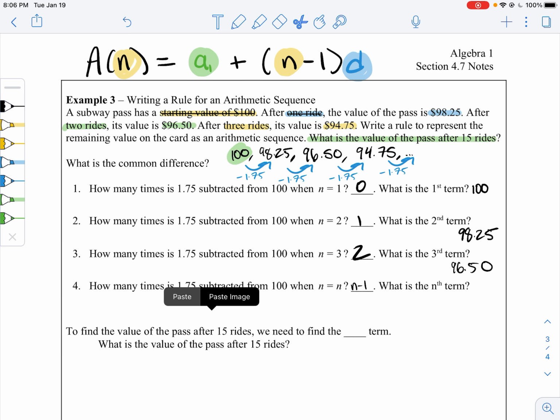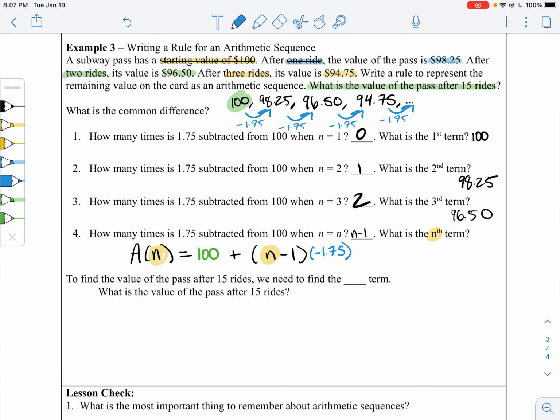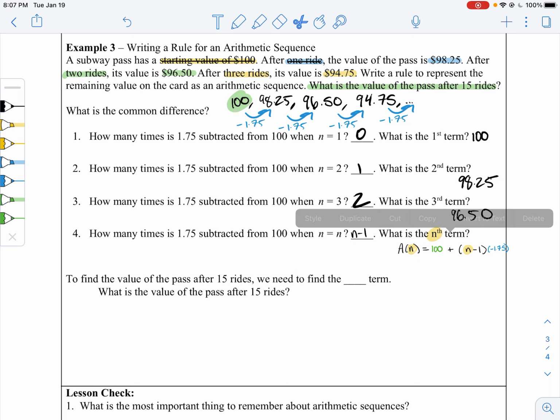Well, let's plug it in. Okay, what is our first term of the sequence? Our first term is 100. See you later, a sub 1, you are now 100. Okay, n we need to keep because what is the nth term? I don't know. Let's plug in n for n. Okay, sounds good to me. Minus 1, cool. What is our common difference? Negative 1.75. It's very important you write that as a negative 1.75 because we're going down. We're losing money. Ta-da! Super duper.